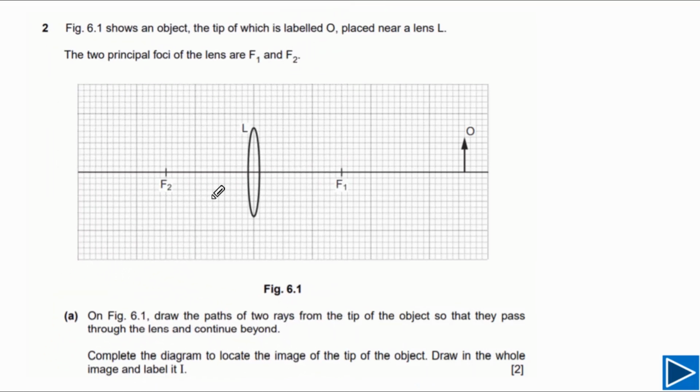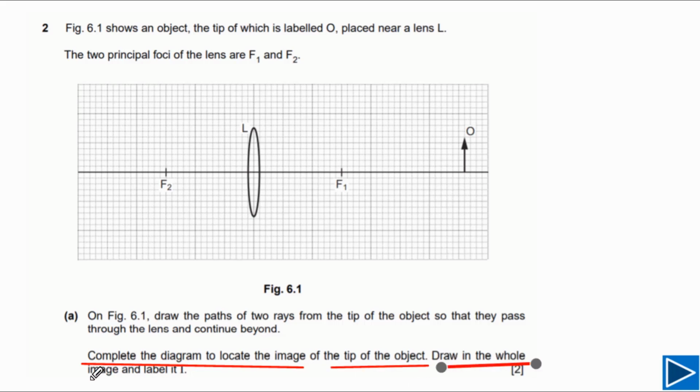This question is about refraction. You can see one convex lens, or you can say converging lens, is placed here, and its two principal foci f1 and f2 are also labeled here. The object is placed at this point. This is our object. We need to complete the diagram to locate the image of the tip of the object.